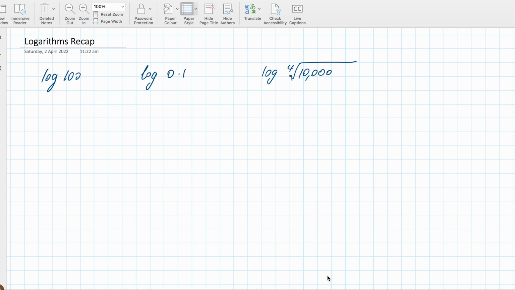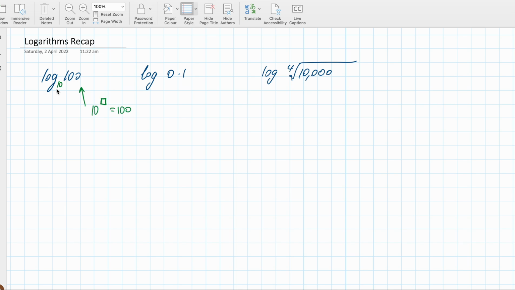So we're asked to find the logs of these functions here. First thing is, what is a log? Well, a log is, firstly, you have some kind of base. Now, if a log is blank, then it means the base is base 10. And what we're saying here is 10 to the power of something is going to make 100.